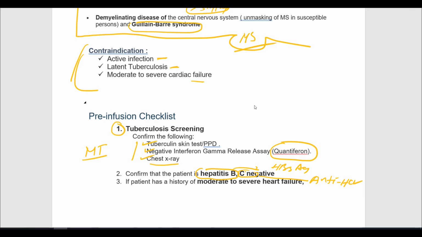And of course, several times I have said the patient should not be a case of moderate to severe heart failure. If the patient is a case of moderate to severe heart failure and infliximab is mandatory for that patient, then infliximab may be given at a lower dose. The usual dose is 5 mg per kg body weight per dose. So if it is absolutely needed in this patient, then a lower dose may be given. Thank you very much.